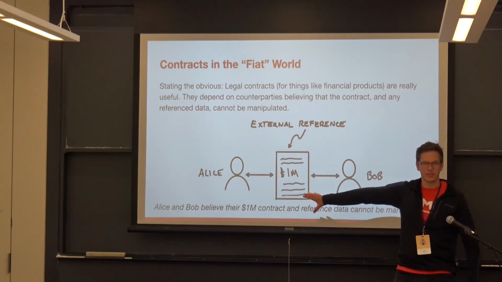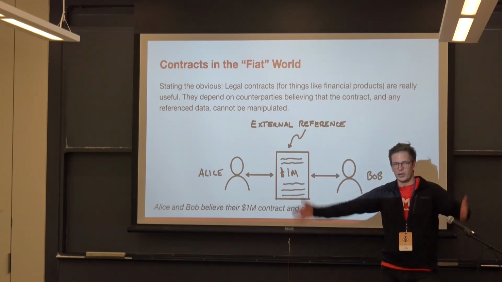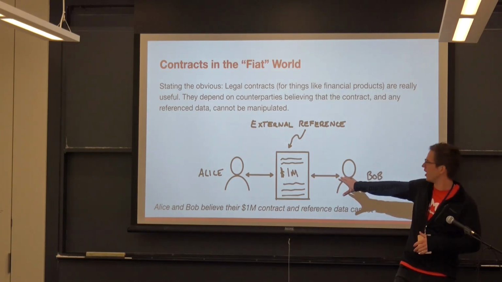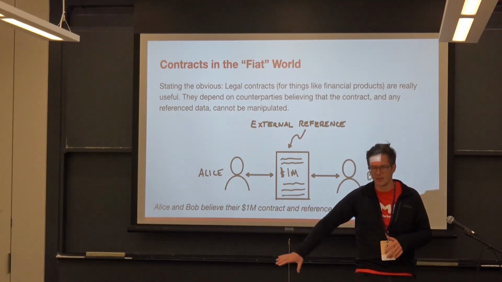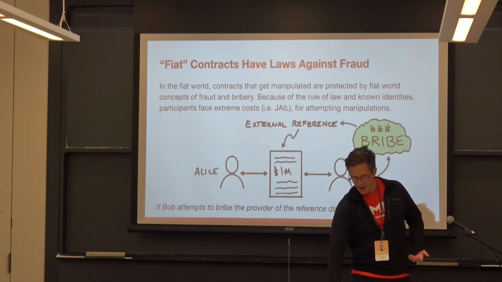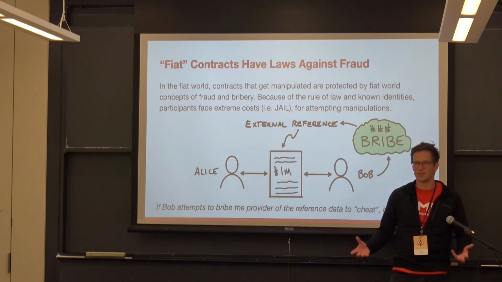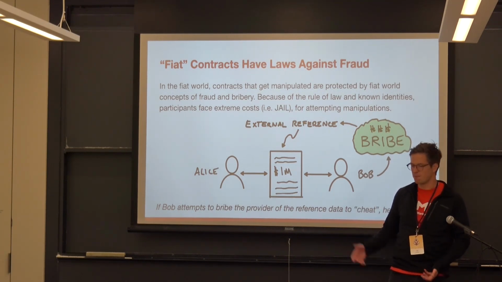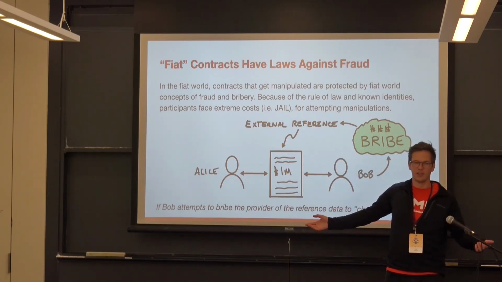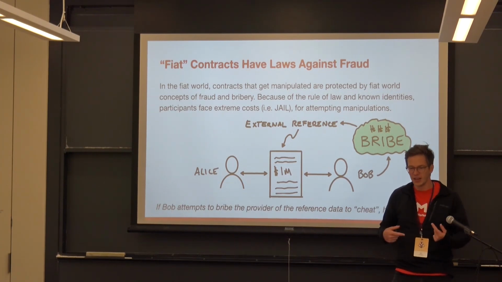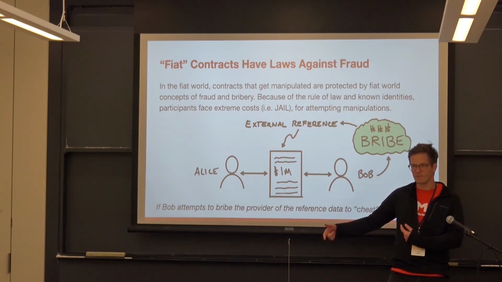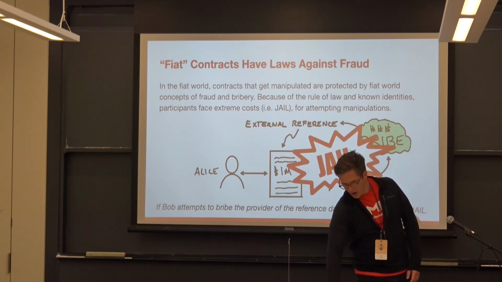Here we've got a theoretical example of Alice and Bob. They write a financial contract for $1 million, and it depends on the price of some external reference. They're both happy to do this under Massachusetts law because they believe, mostly, that the court system in the state of Massachusetts can't be corrupted. And there are laws in the fiat world, super useful, against fraud and manipulation, meaning if Bob tried to bribe the data source for this contract, he's going to go to jail. You could think about that economically as Bob having a huge economic cost to attempting to bribe the data source. So he goes to jail.